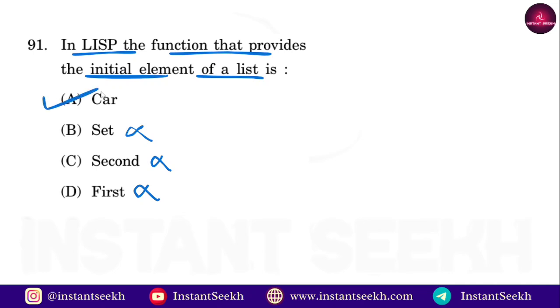Okay, a classic LISP function. LISP uses the CAR function to return the initial element of the list. So your correct option for this particular question is answer option A, that is car. Okay, let's move on to the next question.